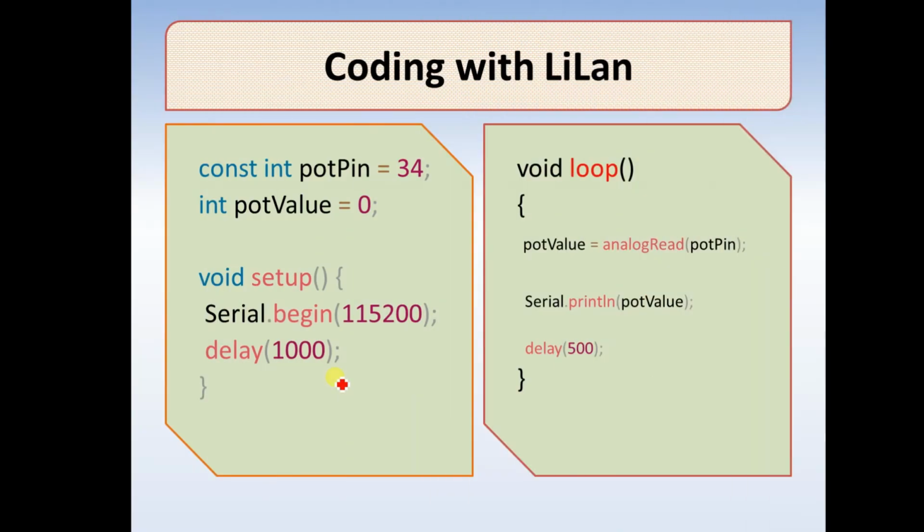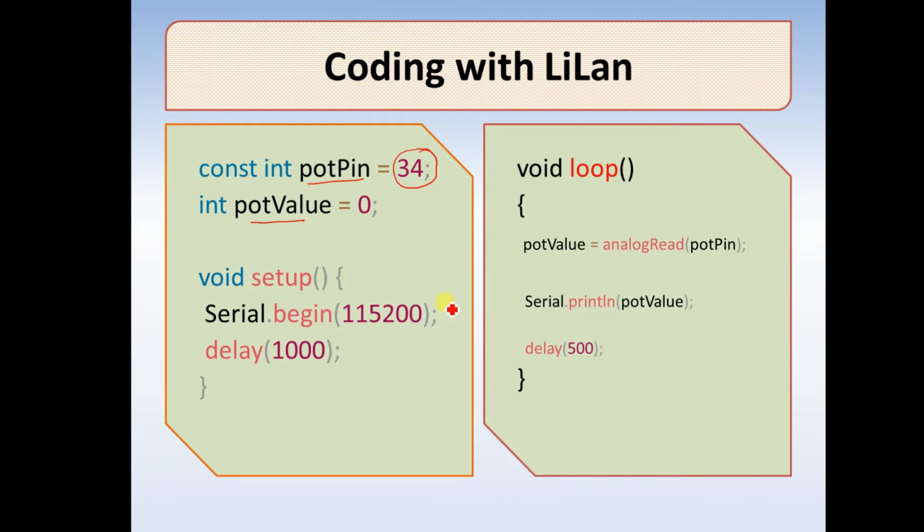Now, understand the coding. As I told, we are using the potentiometer. We are connecting pin number 34 from the potentiometer, and we are taking another variable, port value. Whatever value we read on pin number 34, we will store in this variable port value.